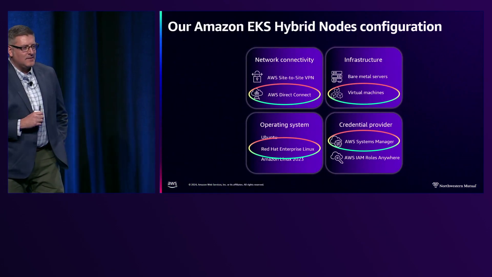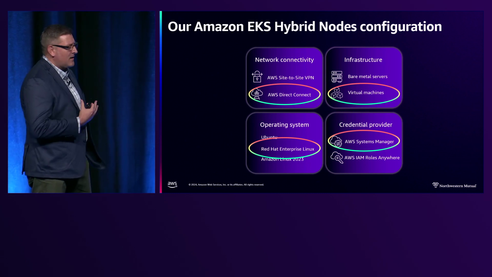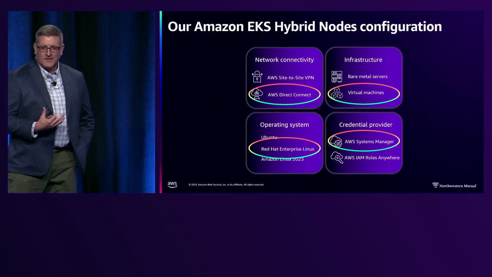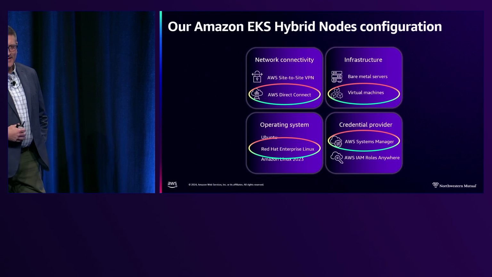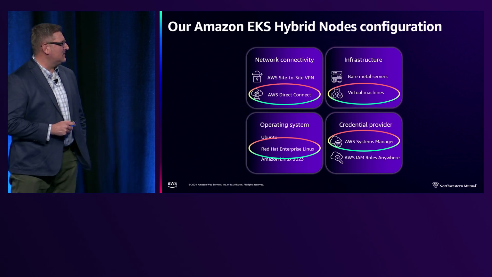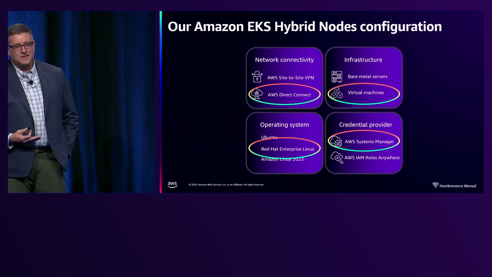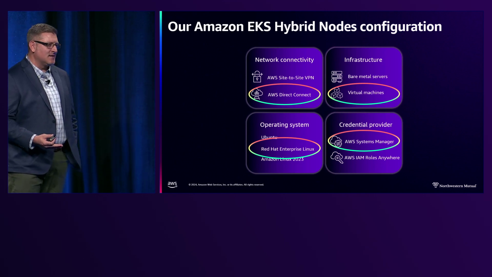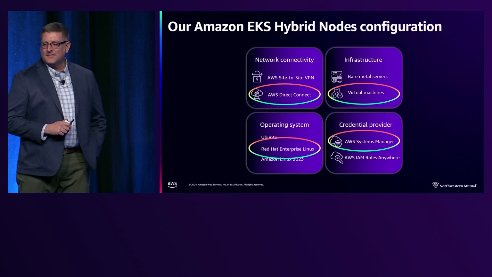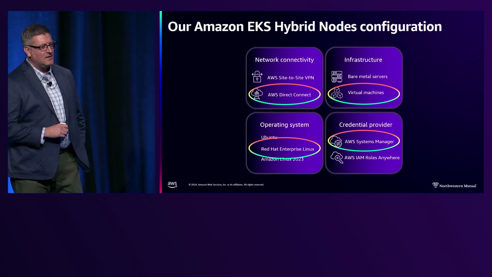So based on the requirements, this is what we used for our implementation. We already had AWS Direct Connect that's been running for years. That's been working out great. It kind of makes all of our VPCs and our on-premise data centers seem like they're on the same network. For our current use case, we used virtual machines. We used VMware. It was just easiest to get started. We already have all that automation figured out. But we are really interested in checking out bare metal servers in the future.